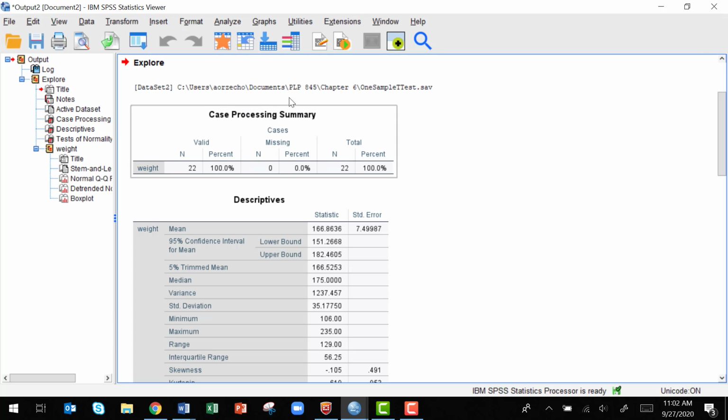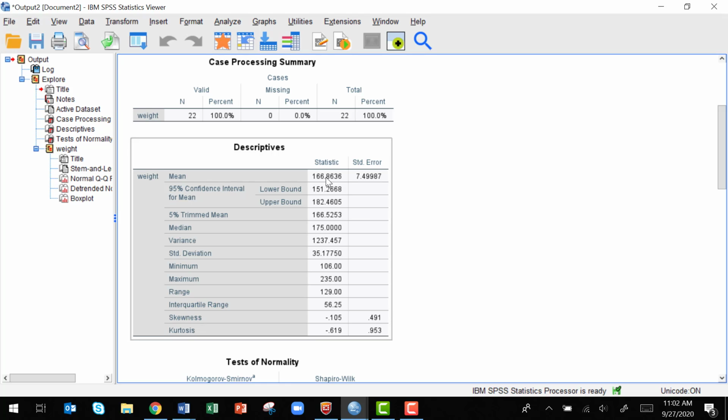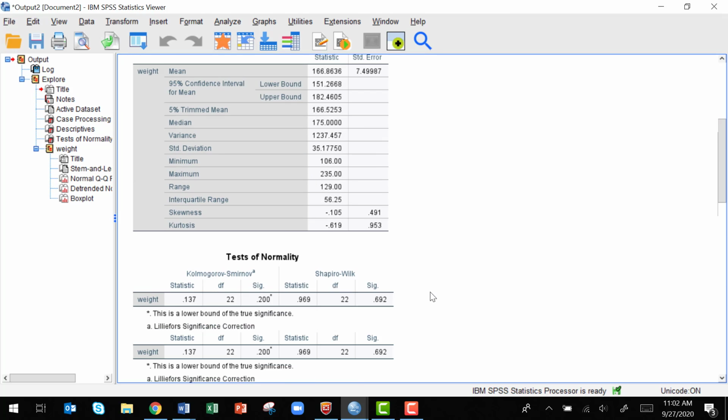All right, so I can see my data here, how it processed. I can see the descriptive statistics. All right, so my mean weight was 166.86. I could see my median weight. I can see my standard deviation was greater than 35 pounds. I have my max, my min, my range.